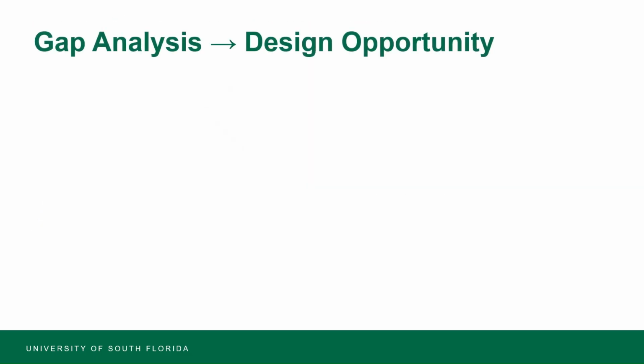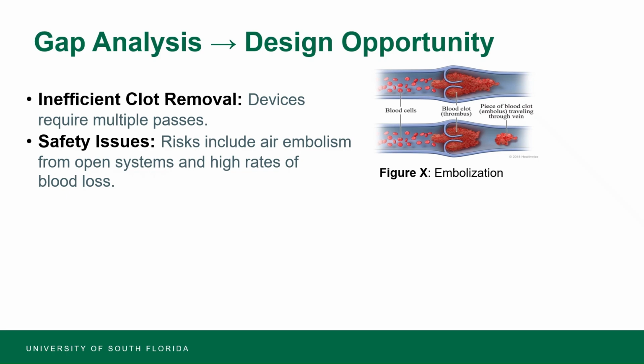This shows 4 key gaps. Current thrombectomy devices are inefficient, often requiring an average of 4 passes for full clot removal. This wastes time and increases risk. Second, there are major safety issues. Open systems risk air embolism and a lot of blood waste. This inefficiency also drives high costs, with disposables alone reaching up to $15,000.